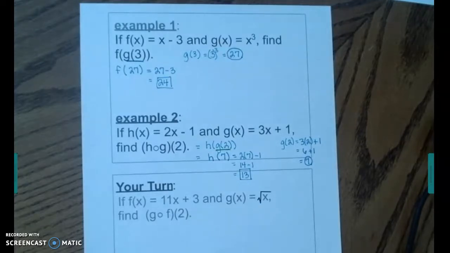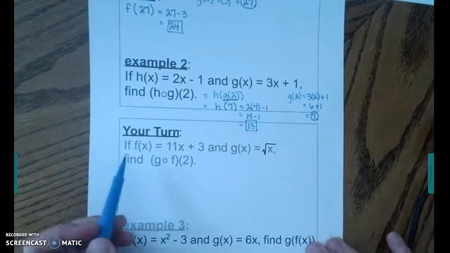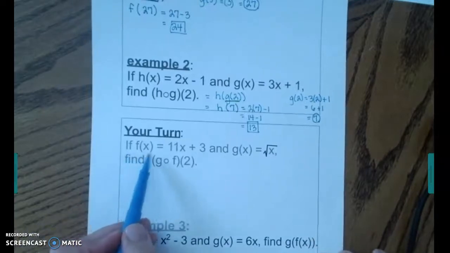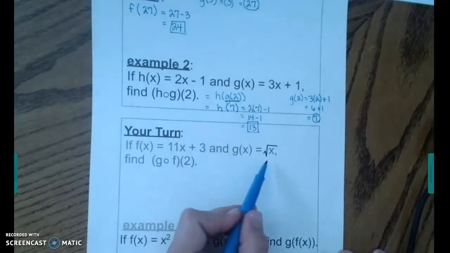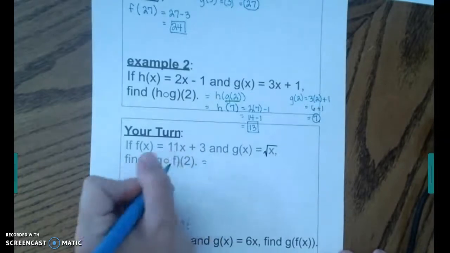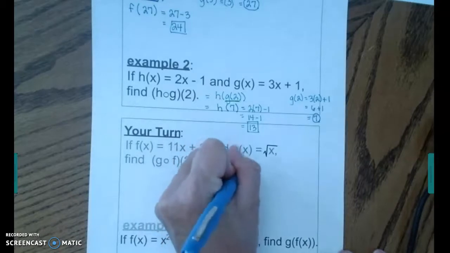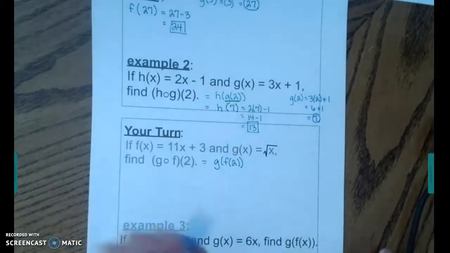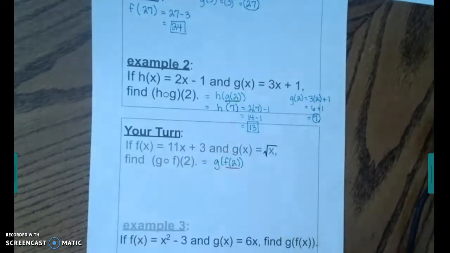I know this next example says your turn. I'm just going to go ahead and work it with you so you can have some extra examples. So we have, if f of x equals 11x plus 3 and g of x equals the square root of x, we are going to find g of f of 2. So let's rewrite that: g of f of 2. So this time, the inside is f of 2.